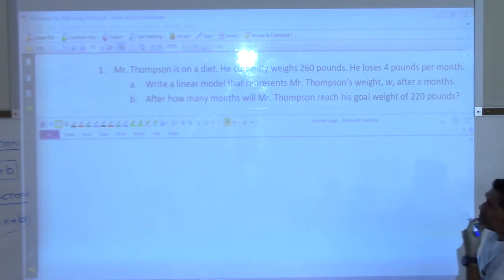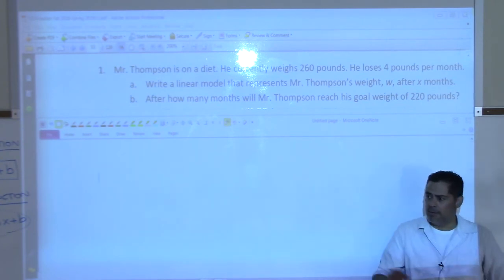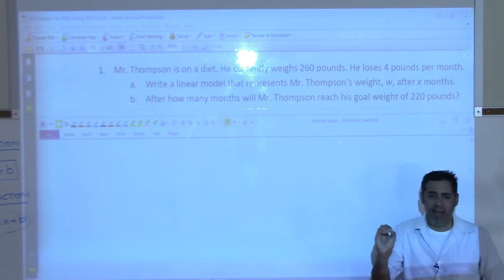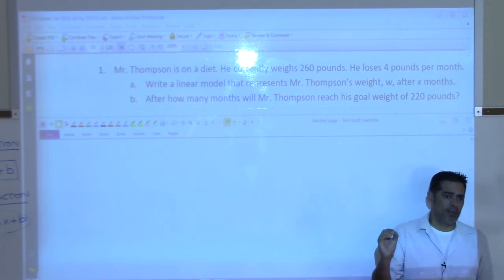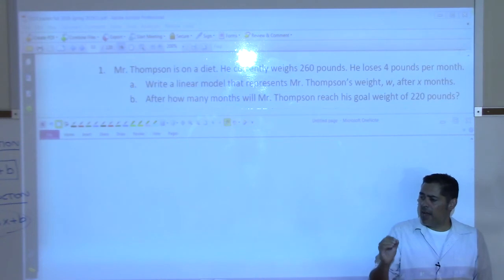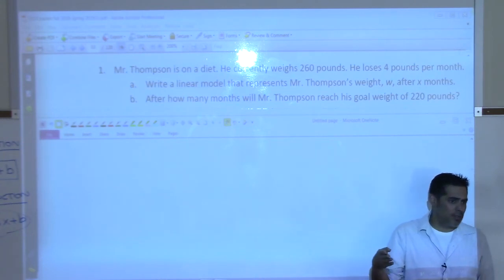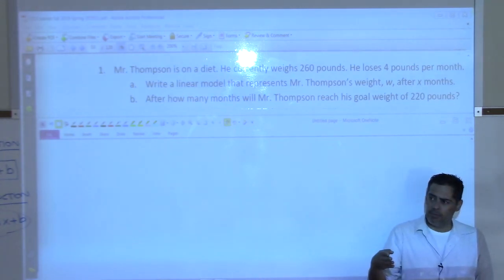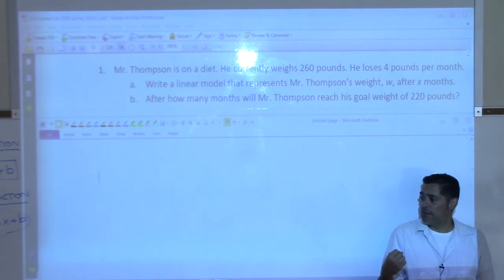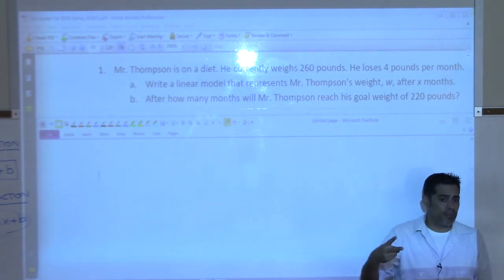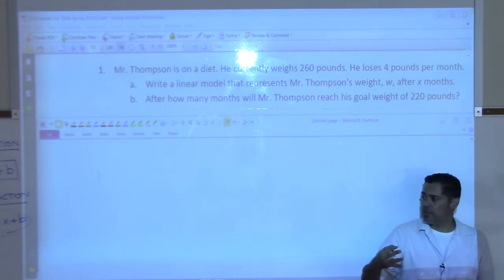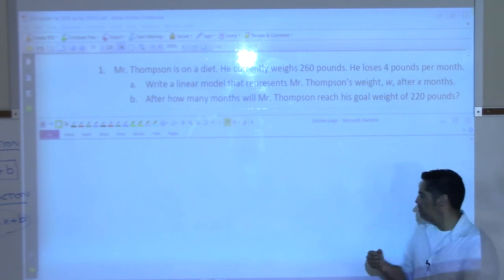So if you think about this, what's happening when he starts his diet at month 0, when no time has passed, how much is he going to weigh? 260, right? And then after the first month, he should weigh how much? 256. So you're going to subtract 4, right? Because a month has gone by. And then after 2 months, you will have subtracted 4 twice, right? After 3 months, you're going to subtract 4 3 times from his original weight.